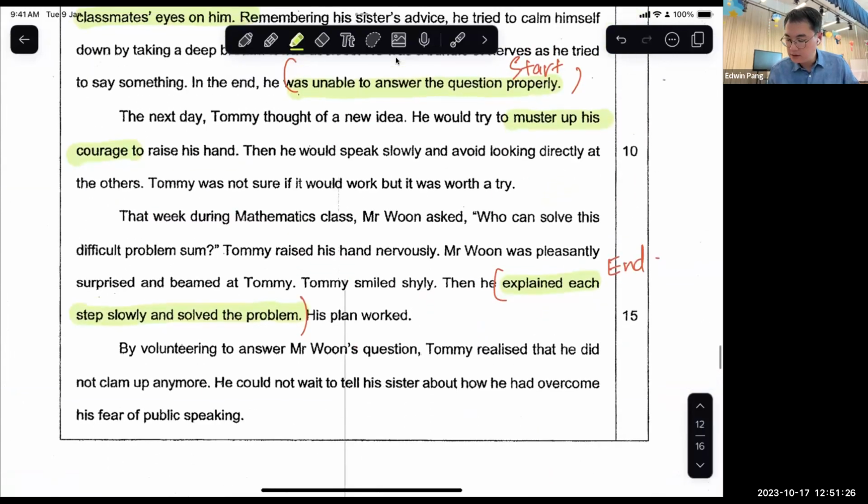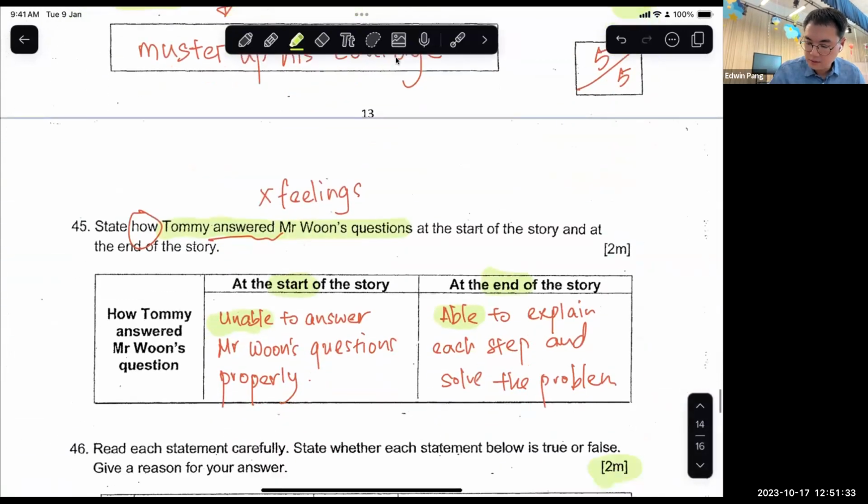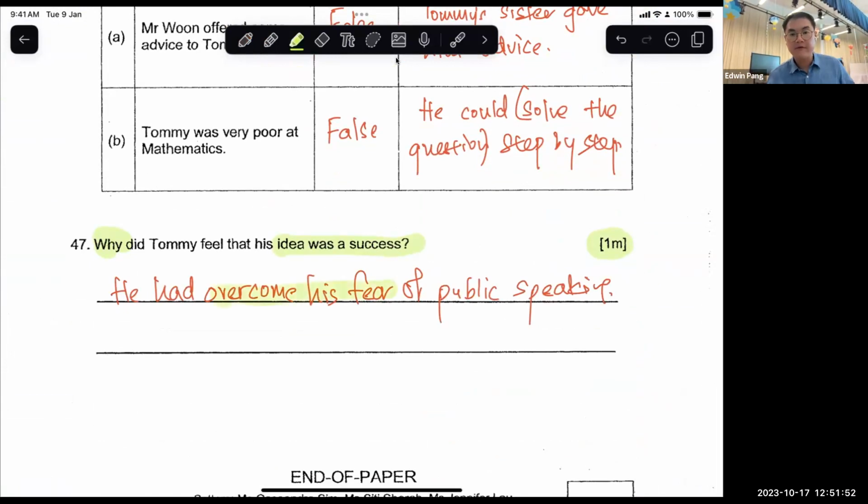Okay, and it's here, right? So what's the answer? Oh, okay, sorry, Mr. Pang just has to go ahead. He had overcome his fear of public speaking. Okay, and here I'm looking for overcome fear. I must have this word overcome and fear. If I don't have the word overcoming and fear, then it's not a correct answer.